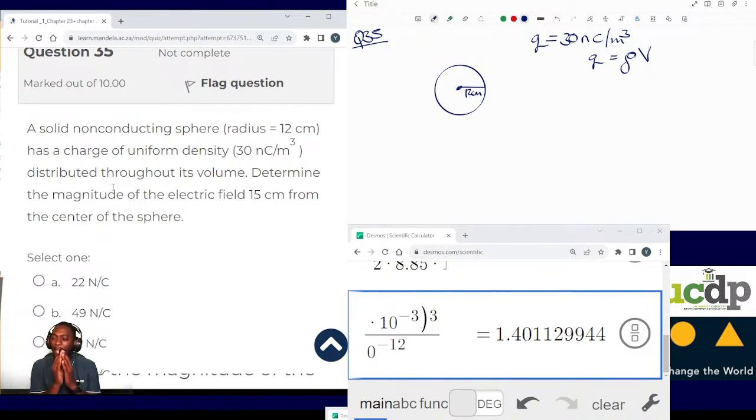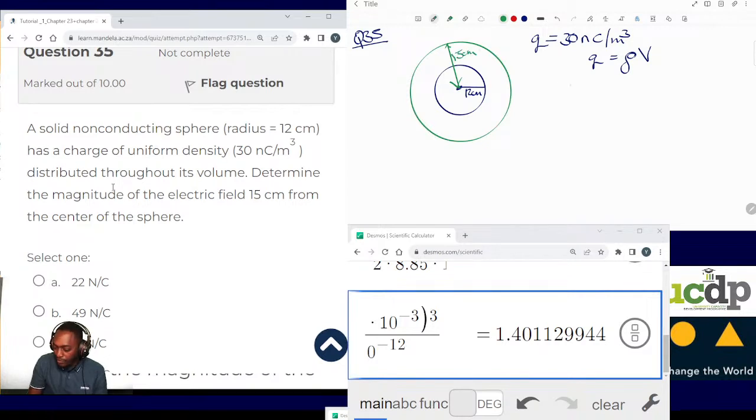So we said we need a perfect Gaussian surface. So the Gaussian surface must resemble the surface of the object that we are given. Yes, Tseko has corrected himself. So it should be a sphere as well, right? So it should be a sphere, and it should be greater. Why? Because we're being asked to calculate the magnitude of the electric field 15 centimeters from the center. So it should be out like that. I'm glad that people are following.